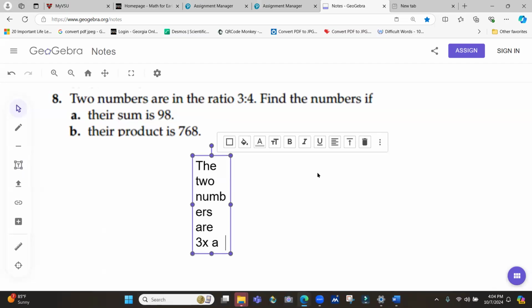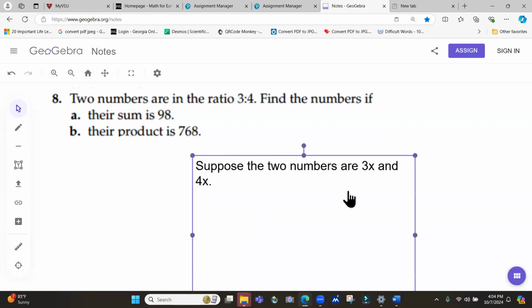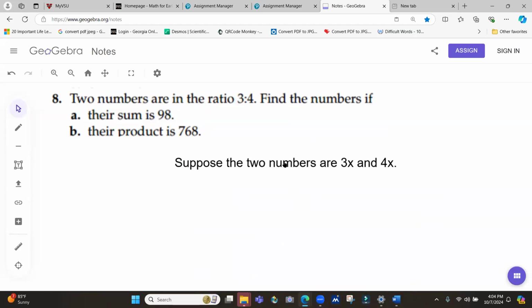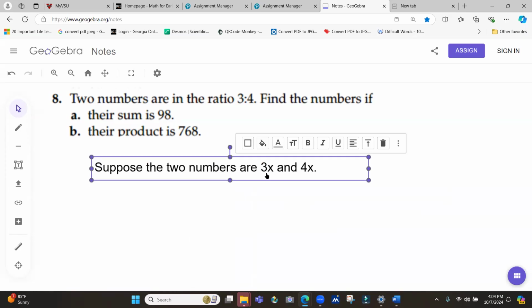are 3x and 4x. Now, why did I do that? Suppose, and you really want to understand that. I am going to assume I can't say the numbers are x and y. I can, but it's not going to help me a whole lot. Since I know the ratio of the numbers is 3 to 4, I can say the numbers are 3x and 4x. Why, guys?